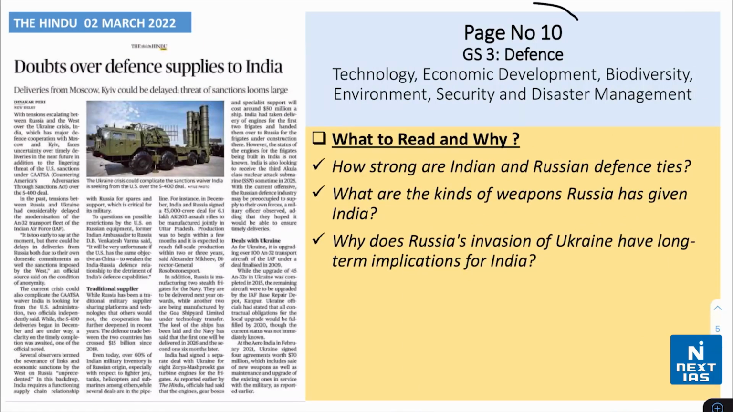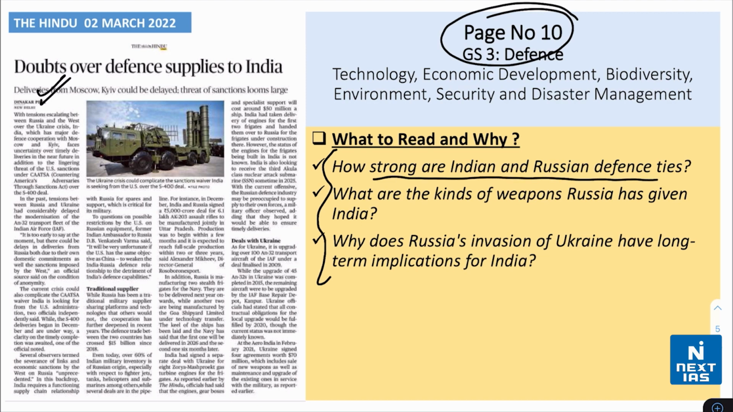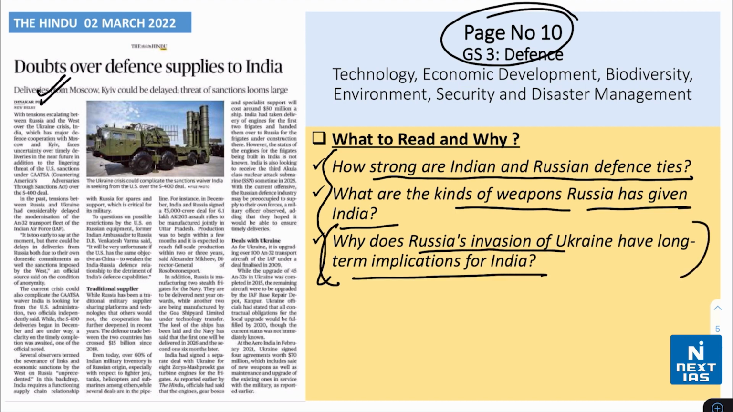Moving on, on page number 10, you'll find an article from GS3 Defense, doubts over defense supplies to India. This is amidst the Russia-Ukraine crisis. What are the key highlights from this article? How strong are Indian and Russian defense ties? What are the kinds of weapons Russia has given to India? And why does Russia's invasion of Ukraine have long-term implications for India?